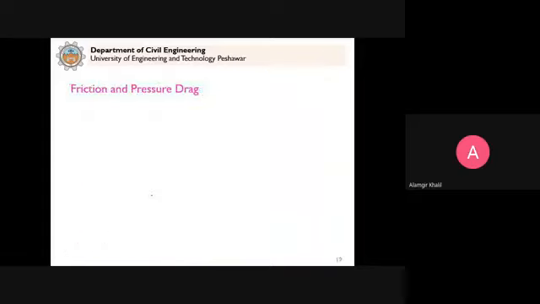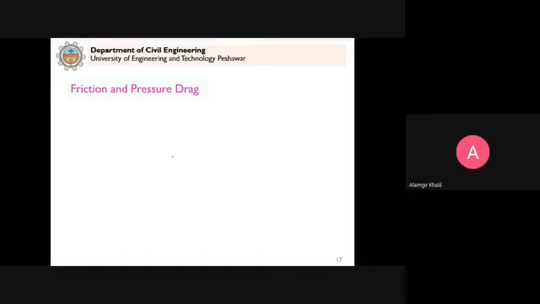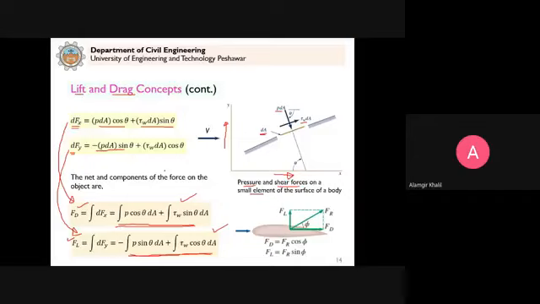Clear? Now, friction and pressure drag. So far we studied the drag and lift forces. Clear? But as you can see here in this equation that I try to explain, you have this drag force, but this drag force has two components. One is due to the pressure and one is due to the shear.